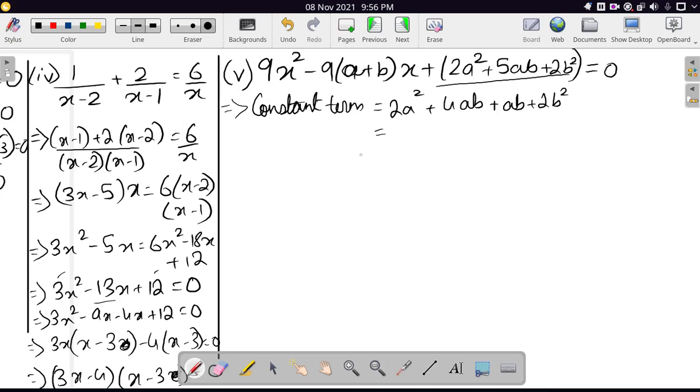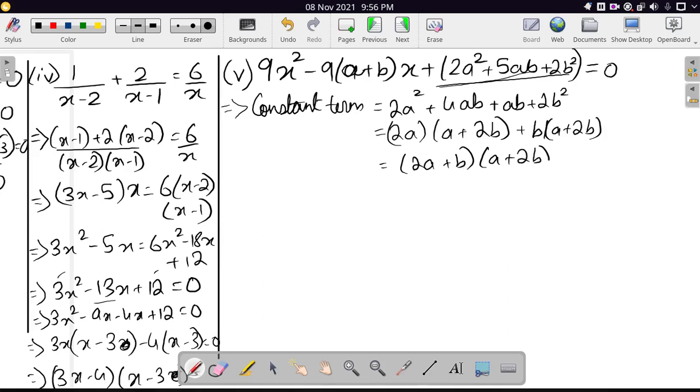Now here we will do the middle term factor of this constant term. We can write it as 4a plus b. So from here we can take 2a common. If we take 2a common, it will be a plus 2b. From here we will take b common, it will be a plus 2b, right? So this is equal to 2a plus b and a plus 2b. So this constant term has been simplified to this. So we will rewrite this constant term in this equation.